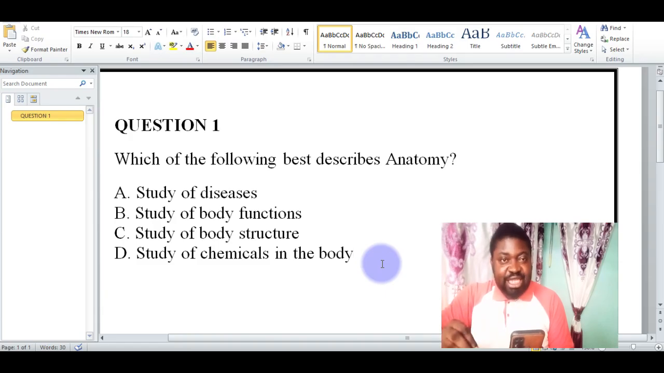In fact, the answers here are all presented, and before I give my own choice, I believe you have your own already in mind. Our best choice here is choice C, which is the study of body structure. That is anatomy in its definition. So the correct answer here is C. Let's look at the next question.